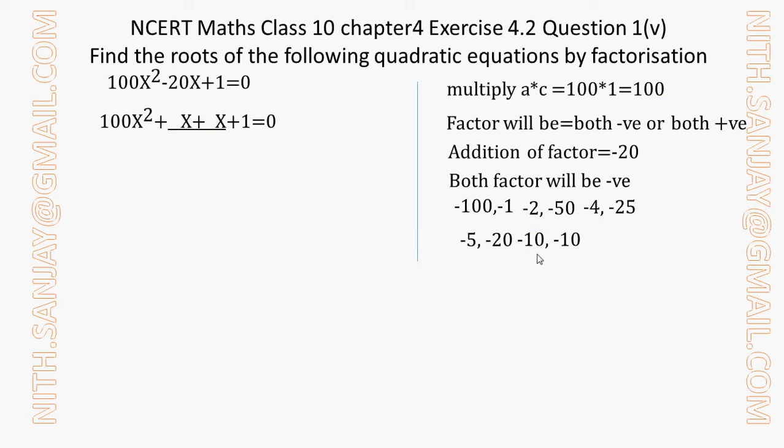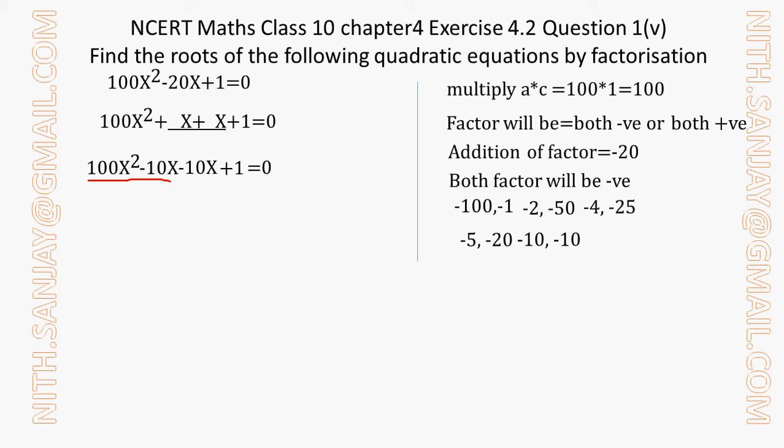So what I will get is 100x square as it is, which I have taken. Now here I fill minus 10, so I get minus 10x. I have placed this minus 10 here, and now I place the other minus 10 here, so again I get minus 10x plus 1 is equal to 0.